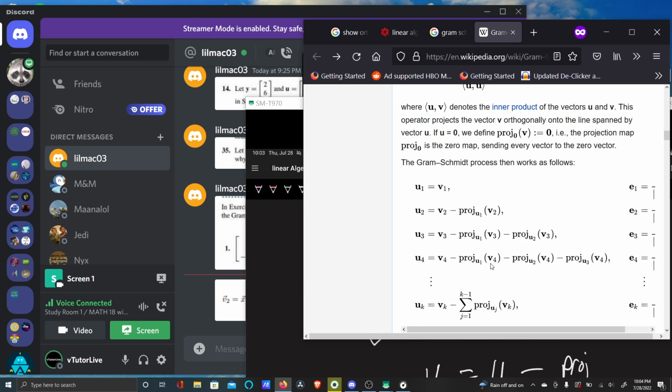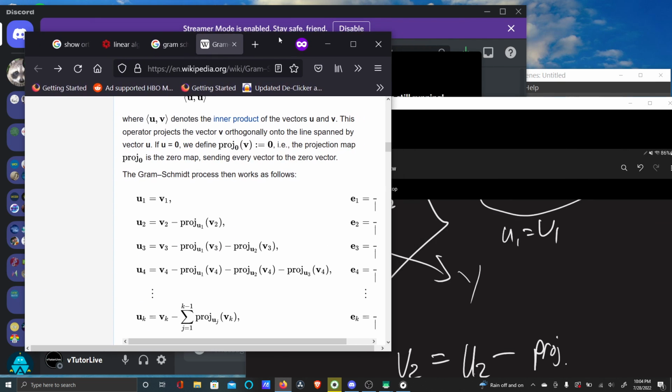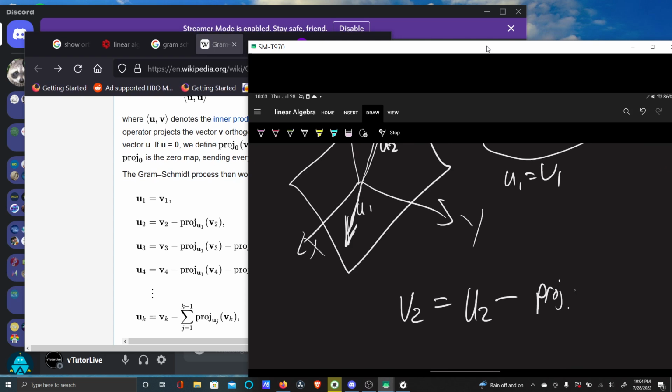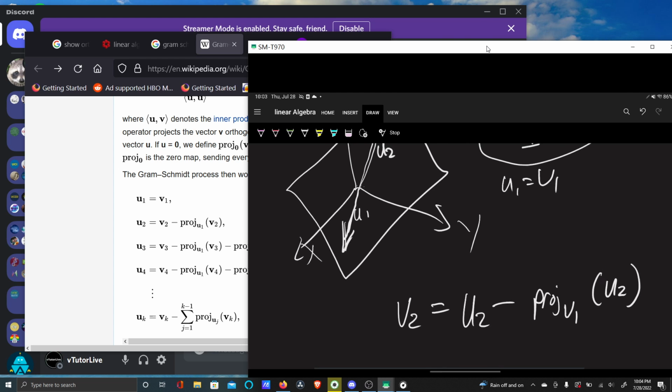I chose U's for the original vectors and V's as my new vectors. They have it the other way around. But that's okay. If we just quickly swap these mentally, I'm going to say V2 is equal to U2 minus the projection of U2 onto V1. What is this actually doing?